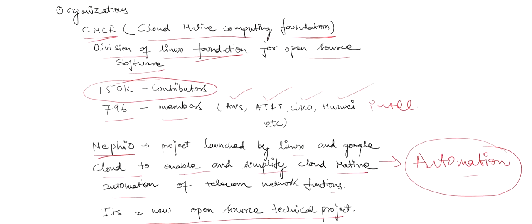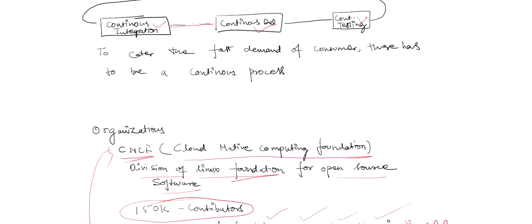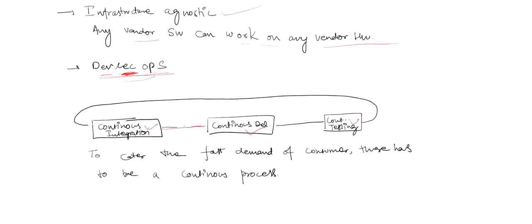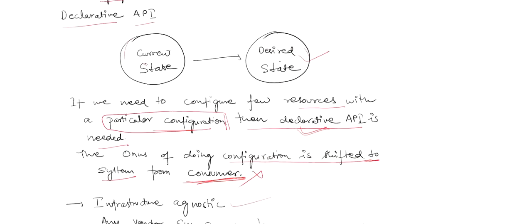So these are two organizations mainly working for cloud evolution. That's it. These were a few features and a brief about the organizations which are working for this cloud evolution.